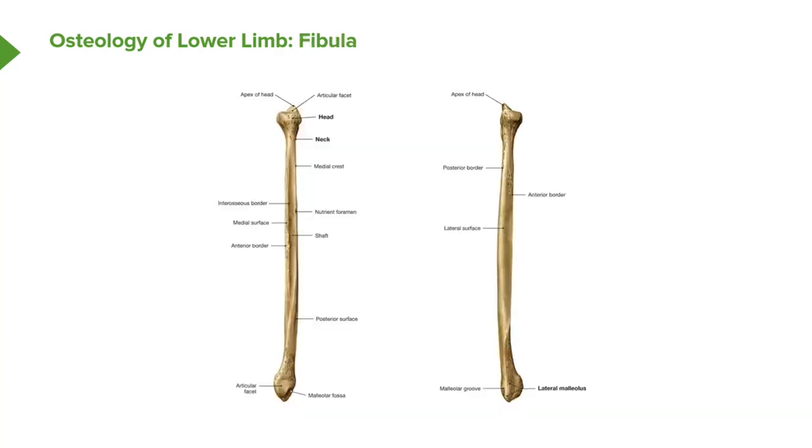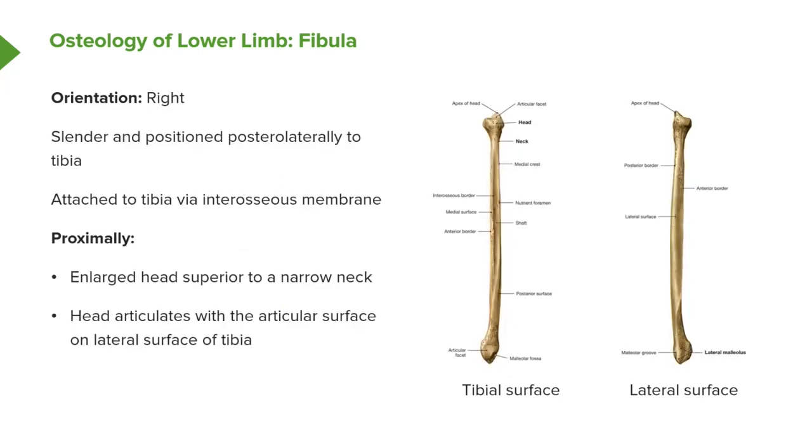So now let's turn to the fibula. We can see the fibula has a head, a neck, and then it has a thin shaft, and then dilates inferiorly or distally to form the lateral malleolus. So here we can see it's slender, it's positioned posterolaterally to the tibia, and it's attached to the tibia via this interosseous membrane. Proximally, we have an enlarged head, and then we have a narrow neck.